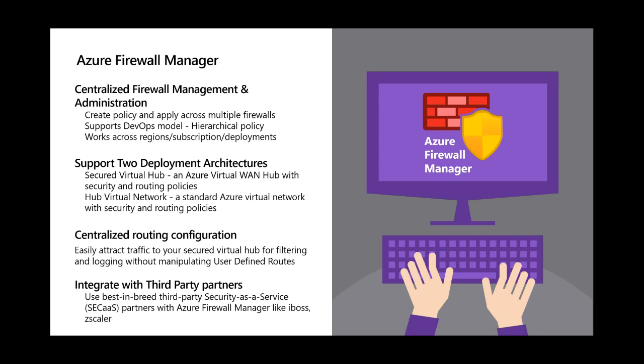Azure Firewall Manager supports two deployment architectures. One is Secure Virtual Hub and the other is Hub Virtual Network. Secure Virtual Hub is the deployment model when you're using Azure Virtual WAN Hub. So if you're planning to use Azure Virtual WAN to automate your routing and everything, then you can use Azure Firewall in a Secure Virtual Hub, where you can manage your security and routing policies.